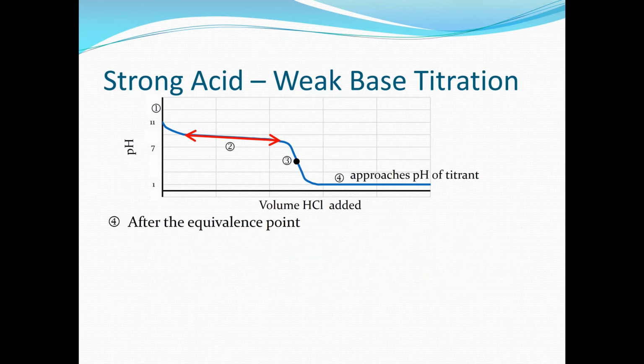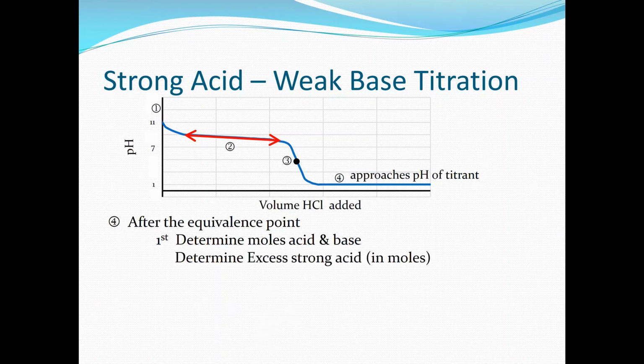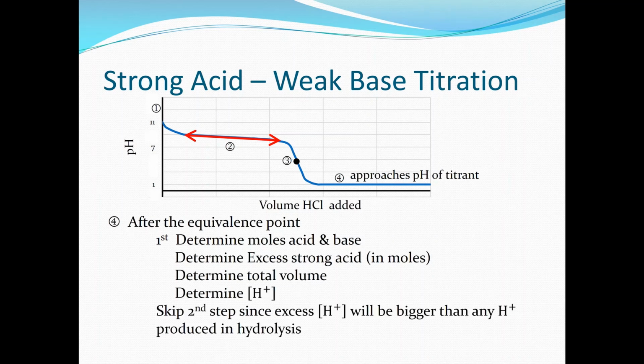Okay, if we're after the equivalence point on a titration curve like this, then again, we'll recognize it because we've done the first step. We've determined the number of moles of acid and base. We've figured out we have excess acid here. We've used up all the base and we have extra acid. We know the amount of that strong acid that we have left over in number of moles from doing the first step. We know our total volume. We can add the two things together. From there, we can figure out what that H plus concentration is.